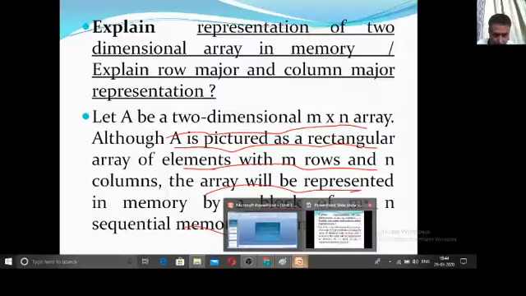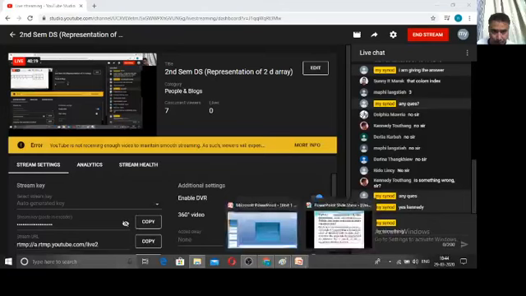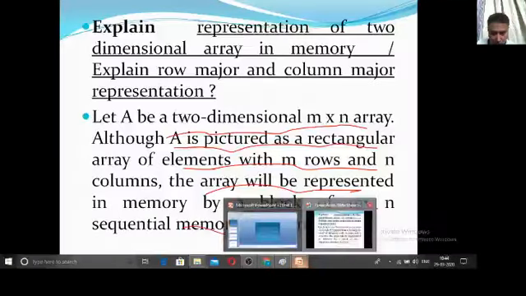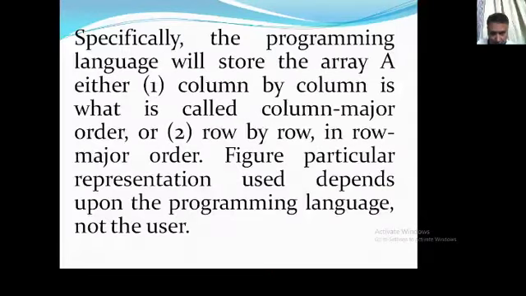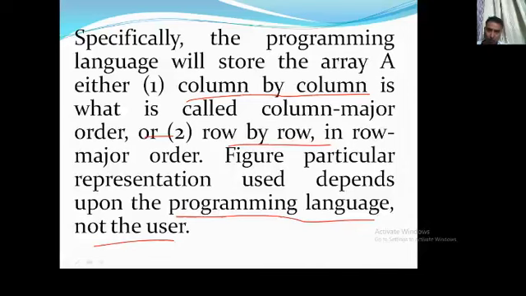Now this slide. Specifically, we have seen that a programming language stores it by column or row by row order, which I've already shown you. The particular representation used depends upon the programming language we use. It does not depend upon the user. We cannot decide whether we want to store row wise or column wise. It depends upon the language. Usually in C it is row wise.